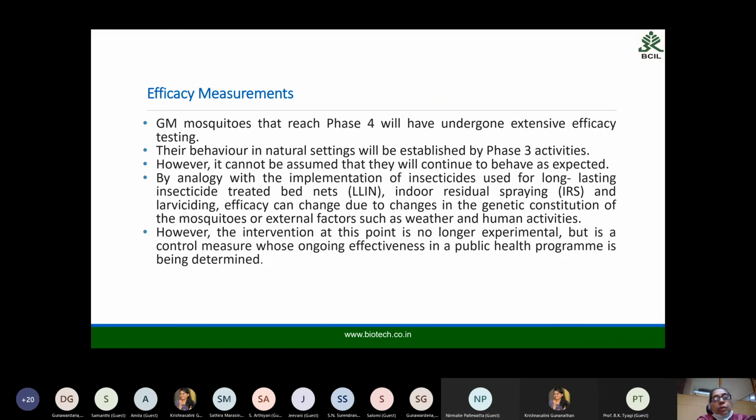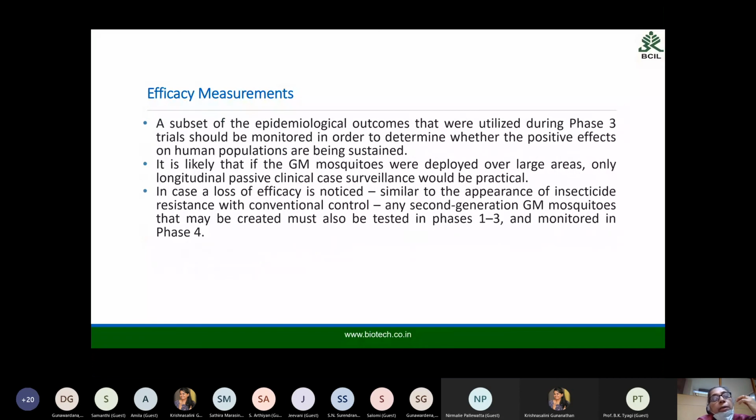Now, by analogy with the implementation of insecticides used for long-lasting insecticide-treated bed nets, residual spraying, and larviciding, efficacy can change due to changes in the genetic constitution or external factors such as weather and human activities. But the intervention at this point is no longer an experiment, but is a control program whose ongoing effectiveness is being determined. And therefore, we will monitor a subset of the epidemiological outcomes that were utilized during phase 3 to determine whether these positive effects are being sustained.